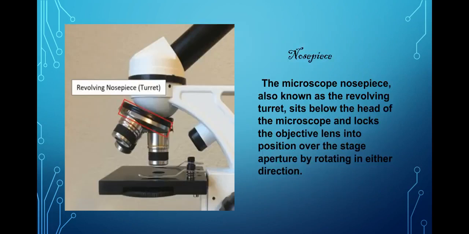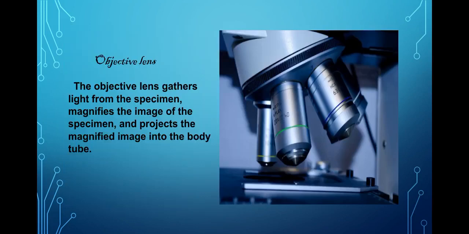Next is the nose piece. The microscope nose piece, also known as the revolving turret, sits below the head of the microscope and locks the objective lens into position over the stage aperture by rotating in either direction. Next is the objective lens. The objective lens gathers light from the specimen, magnifies the image of the specimen, and projects the magnified image into the body tube.